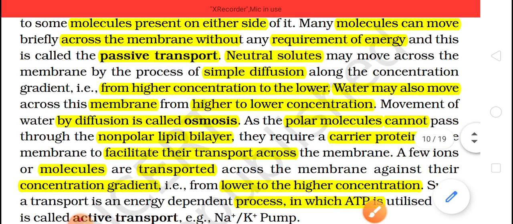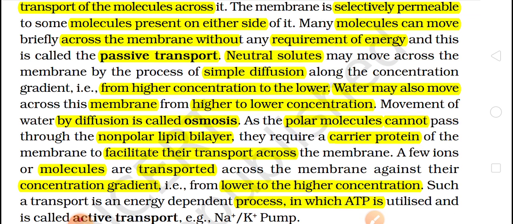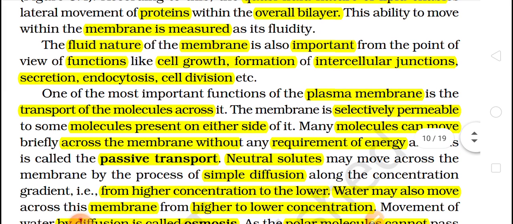Now children, active transport is done by the sodium potassium pump, in which ATP is required. This ATP is used for transportation from lower concentration to higher concentration. Children, the example of active transport is the sodium potassium pump. So children, this is about the plasma membrane that we have discussed.